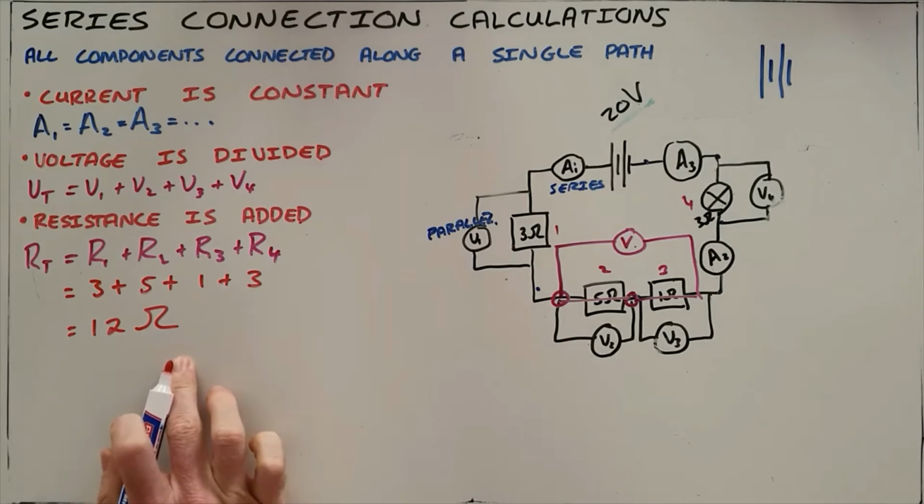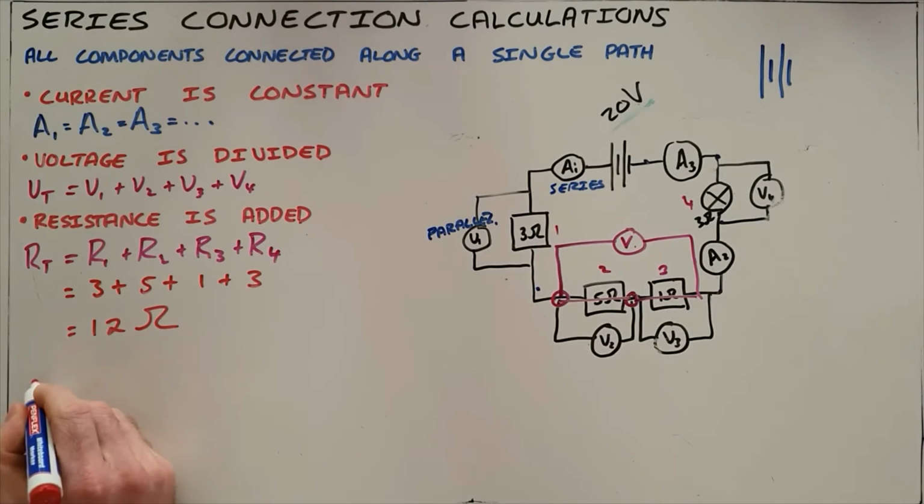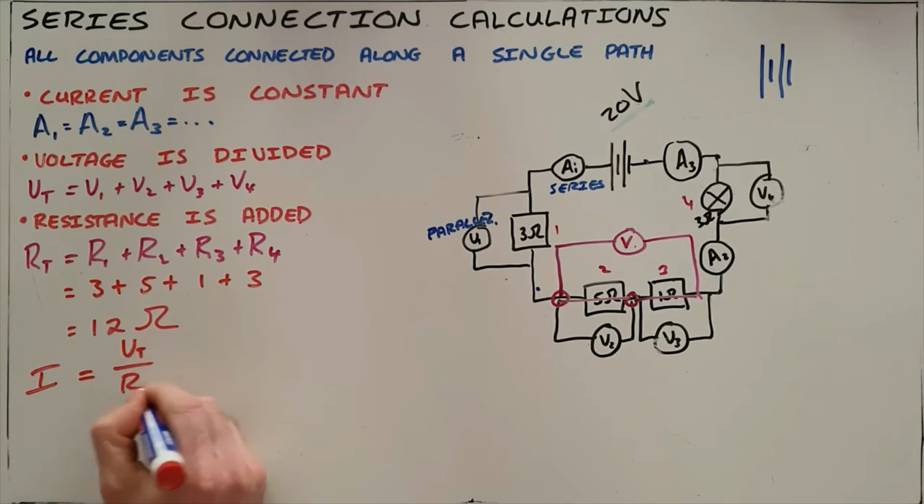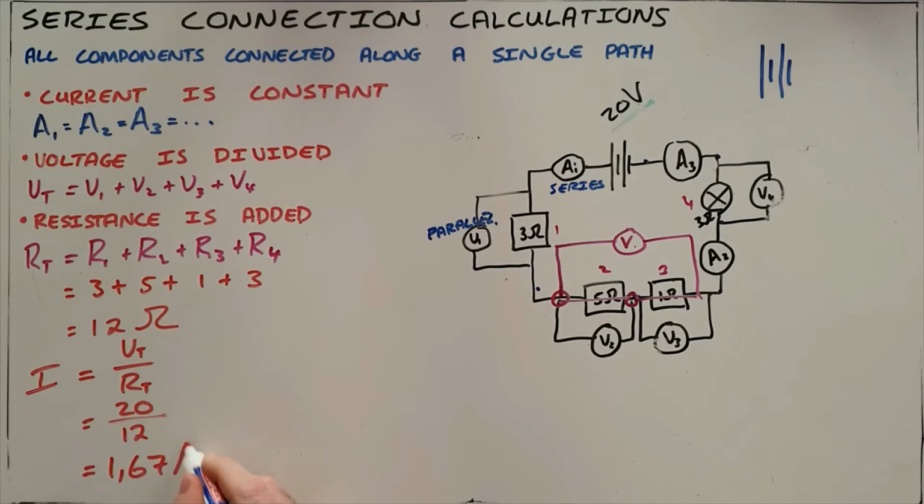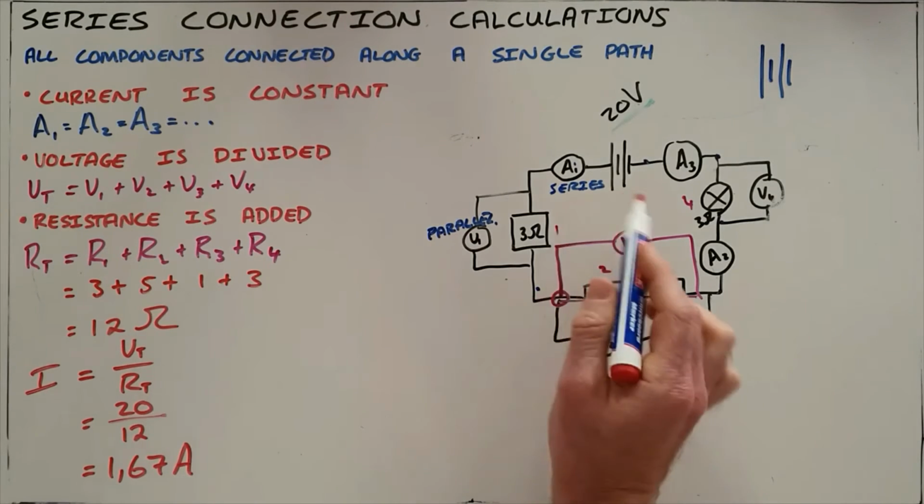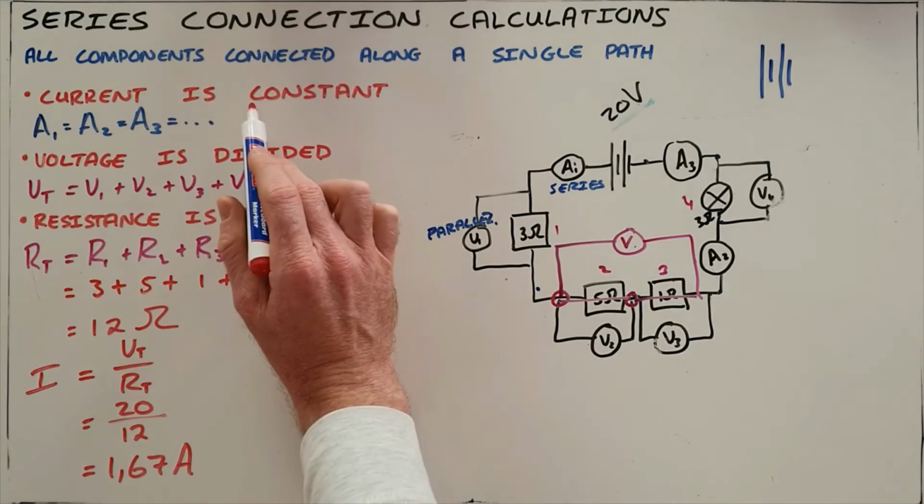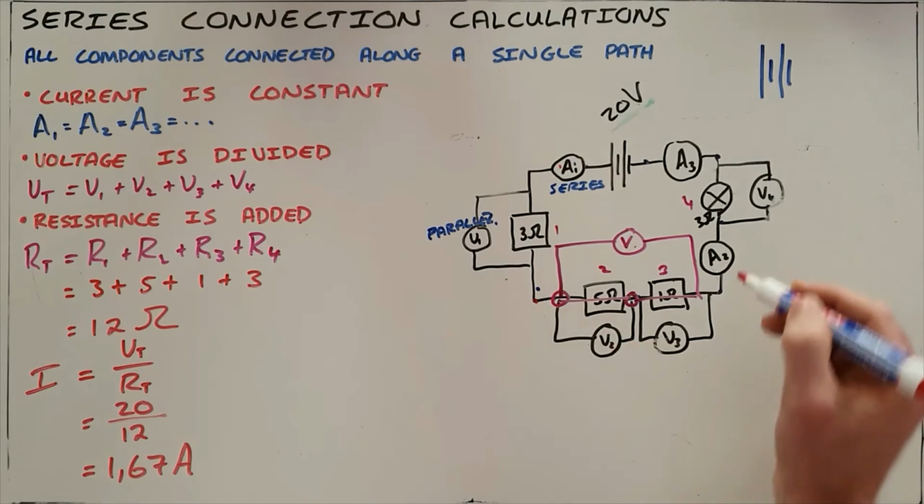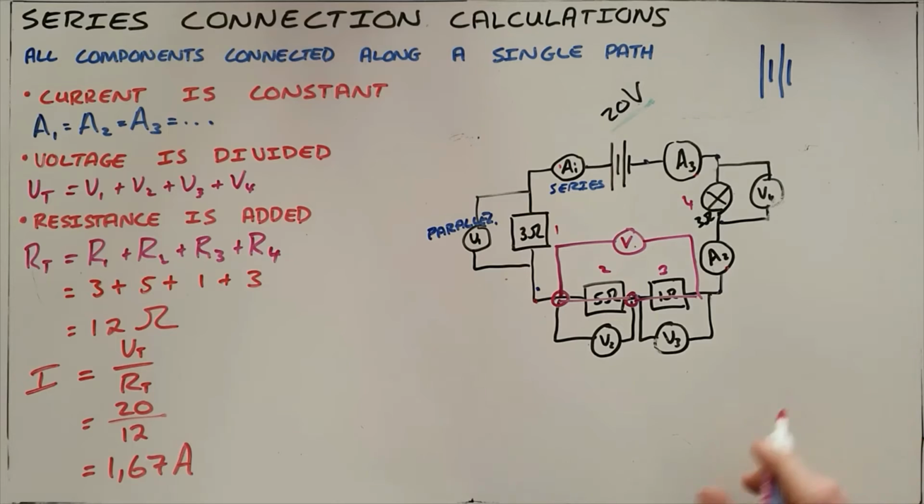Once we know our total resistance and our total voltage, we can use Ohm's law to say that our current must be equal to the total voltage divided by the total resistance. In this case, we've been given a total voltage of 20 volts for that battery. Total resistance we've calculated as 12, and we can then see that our current in this circuit must be 1.67 amps. And because we know our rules for series connections, we know that the current at this point is 1.67, and this point is 1.67, and this point, and this point. The current is constant everywhere in that circuit.